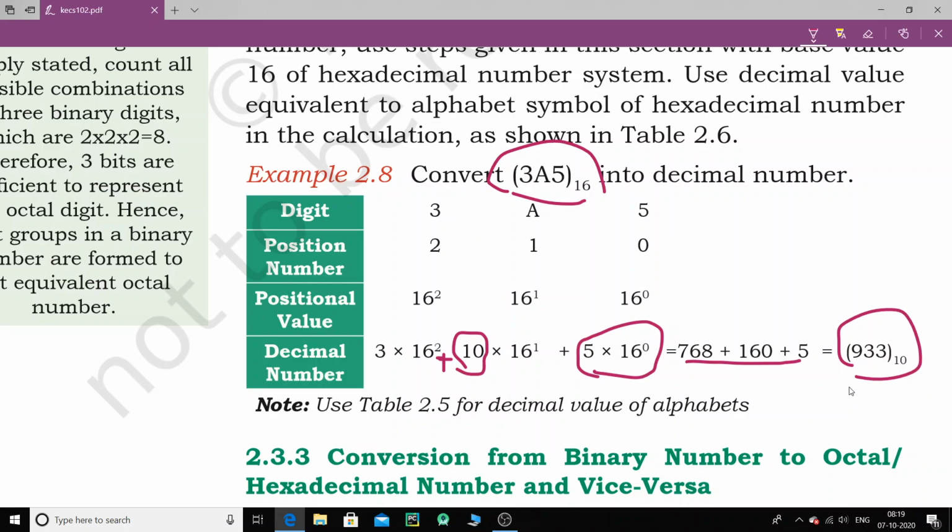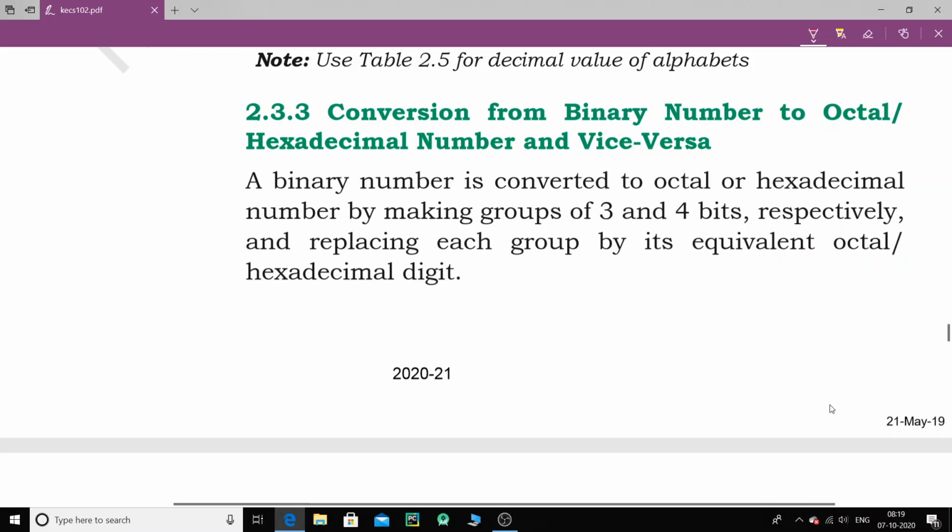This should be very much clear because during the exam, once you have your question paper in front of you, it is going to confuse you a lot. What exactly to be done or which steps to follow, sometimes it gets very confusing. So then, conversion from binary number system to octal, hexa number and vice versa.